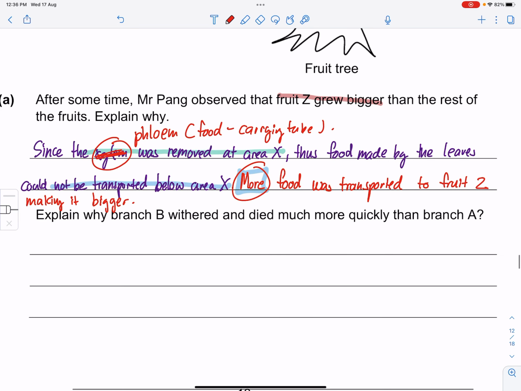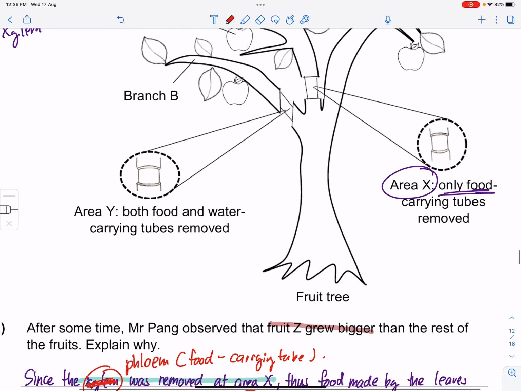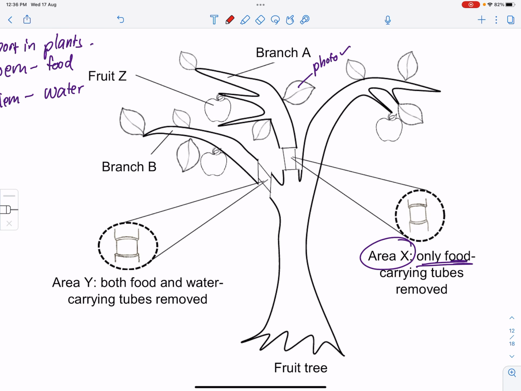Next, explain why branch B withered and died more quickly than branch A. So let's compare. Alright, they both receive a cut. What is the difference? If you notice, the difference now is that both food and water carrying tubes are removed at this area here, as compared to area X where only your food is being removed. So if you ask yourself this question, why would a plant die? A plant would die because it doesn't have food.